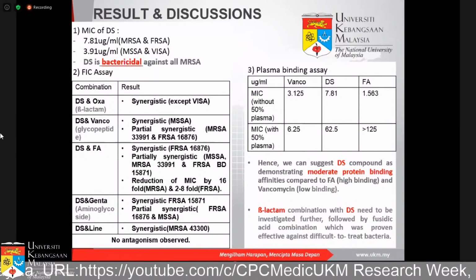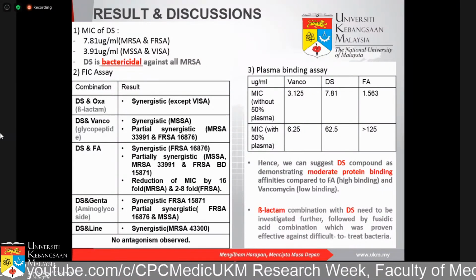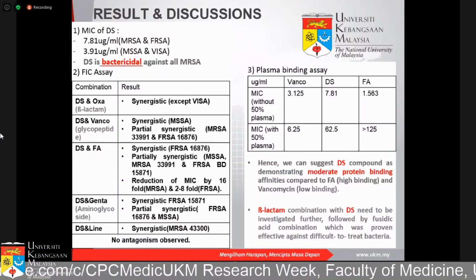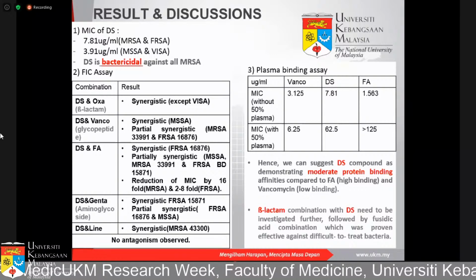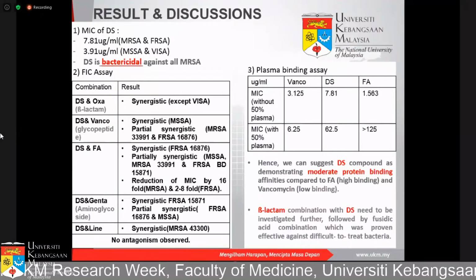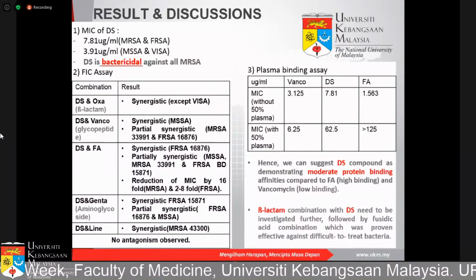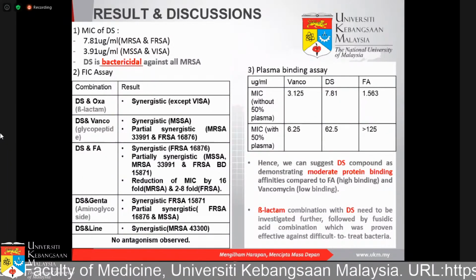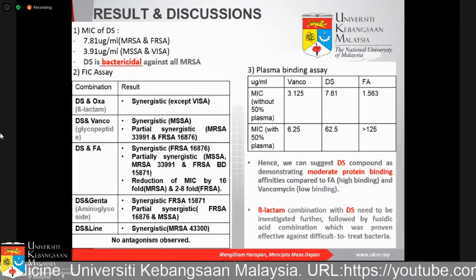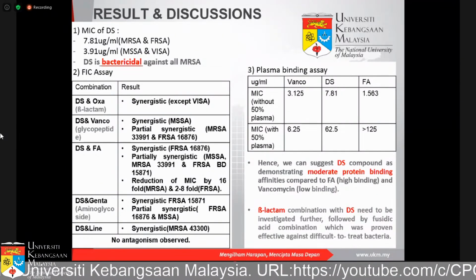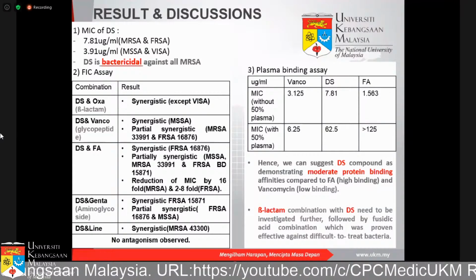Okay, I will just focus on the oxacillin because from my study, I suggest that would be the best combination. So for the MRSA, the DS compound was from 7.81 microgram per ml dropped to 1.96. And for the oxacillin, it was 125 microgram per ml, which was dropped to 15.63. It reduced the MIC by 8-fold.